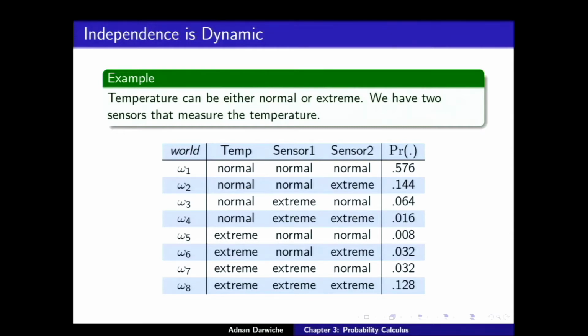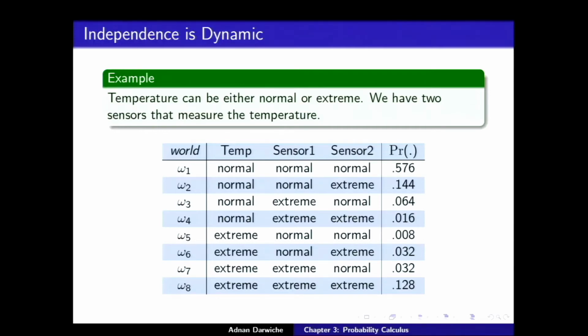If I tell you one of the sensors is saying that the temperature is extreme, does that change your mind about what the other sensor will do? One of them is saying, I think the temperature is extreme. Then you're thinking the temperature is probably extreme, so the other sensor will probably say that as well. So it does change your mind about what the other sensor will say. But if I know for sure what the temperature is, then they're no longer dependent.